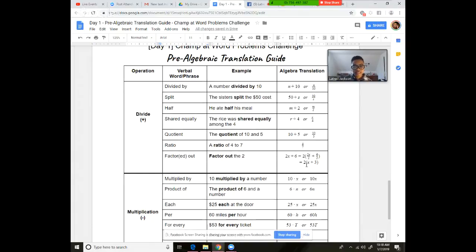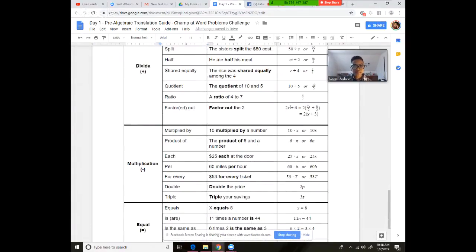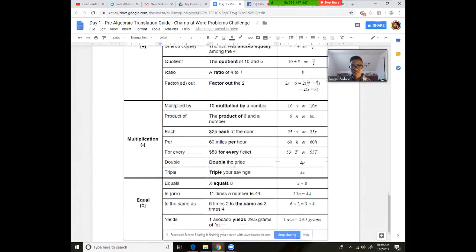And so 2x plus 6 is equal to 2 times the sum of x plus 3. That's like two verbal expressions inside the one algebraic translation. All right, multiplication, and then we're going to do equal.